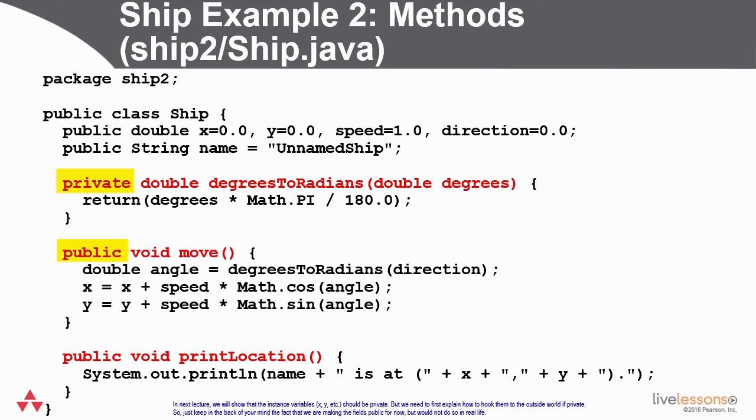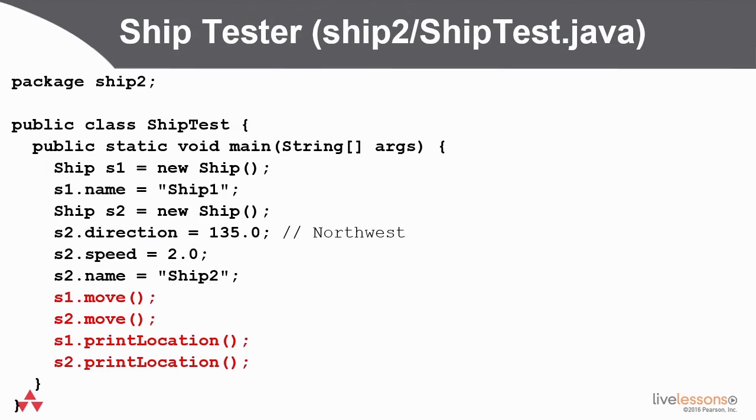What does it mean when you say public versus private for a method? To answer that question, you have to look at the calling code. The calling code, which is in a separate class, calls move. It can do that because move is declared public. It calls print location. It can do that because print location is declared public. But it would not be possible for this code in a separate class to call degrees to radians. If it tried, the code wouldn't even compile, and you get an error message saying there is no publicly accessible method called degrees to radians that takes a double as an argument.